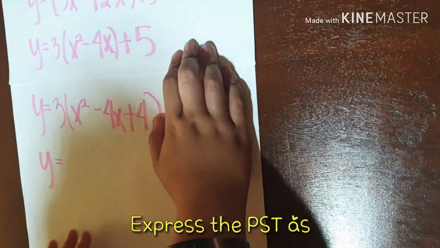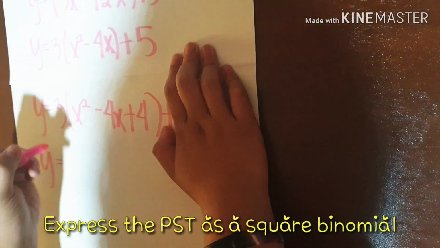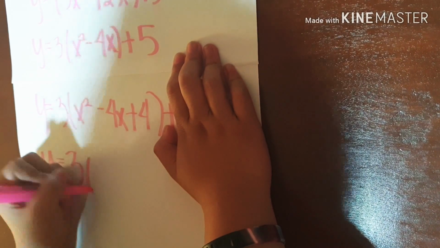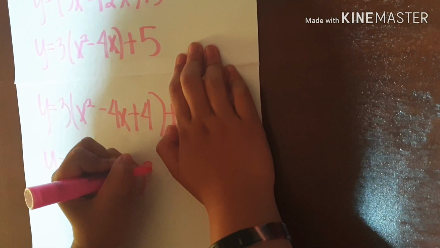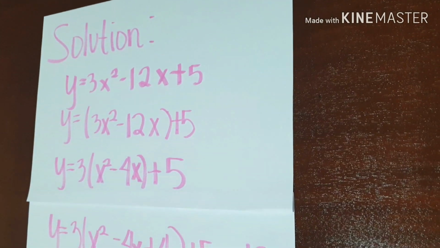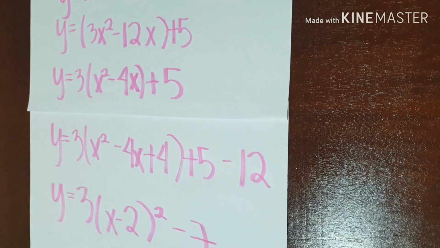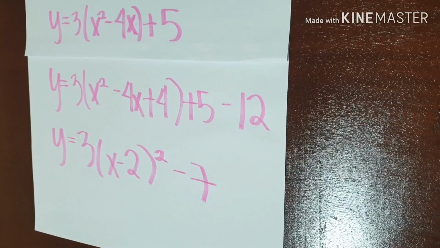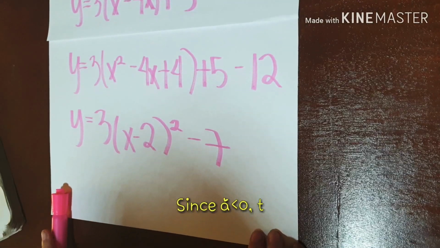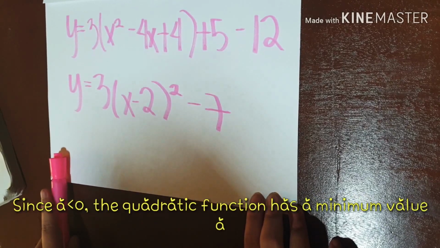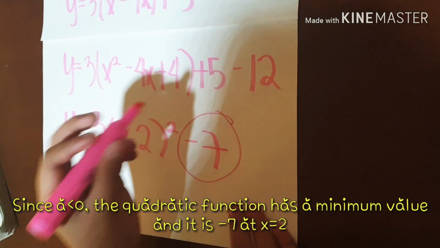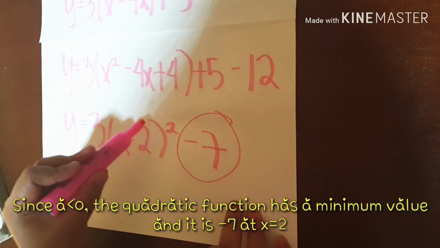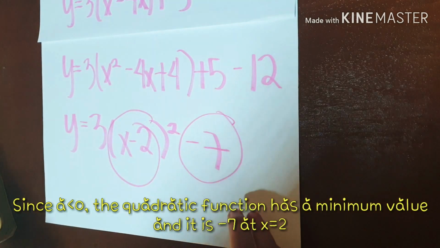Now, I already expressed the PST as a square of binomial. Since a is greater than 0, the quadratic function has the minimum value, and it is negative 7 at x is equal to 2.